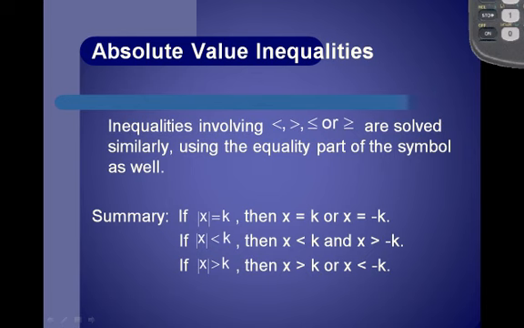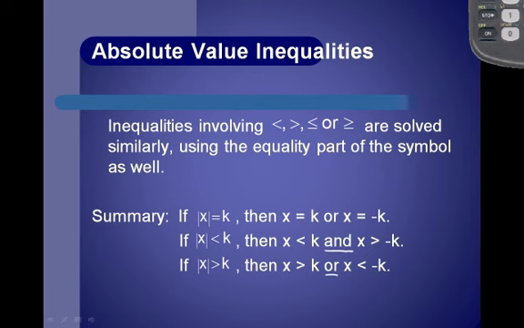So as a summary, if the absolute value of x is equal to a number, then x is equal to that number or the negative of that number. If the absolute value of x is less than k, less than means "and", and greater means "or". If the absolute value of x is less than k, then x is less than k and x is greater than negative k. If the absolute value of x is greater than k, then x is greater than k or x is less than negative k.